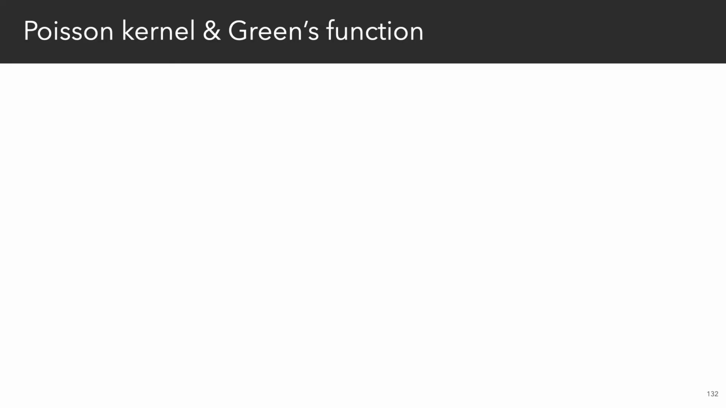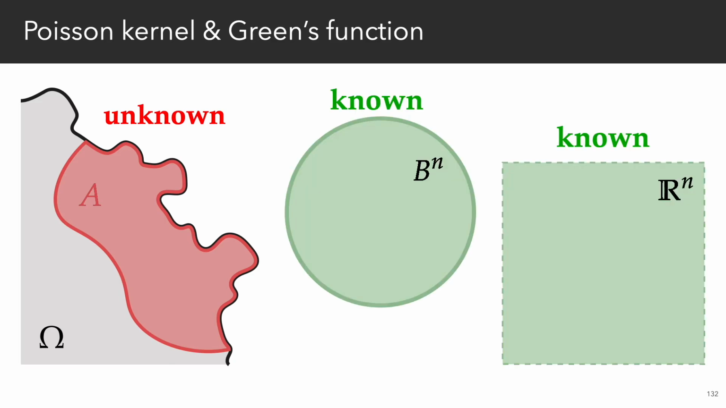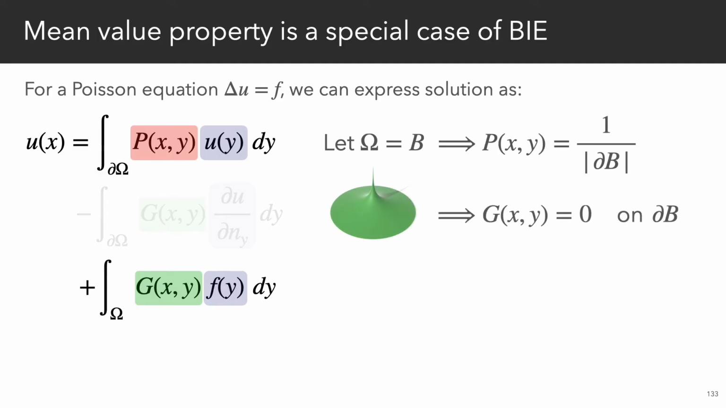Now, even though the Poisson kernel and Green's function may not be known for an arbitrary domain, they are known analytically for simple domains such as a ball or free space. In fact, if we assume that our domain omega is an empty ball in this boundary integral equation, then the Poisson kernel is uniform and the Green's function is 0 over the boundary of the ball, which means that we recover our usual mean value property for walk-on spheres.